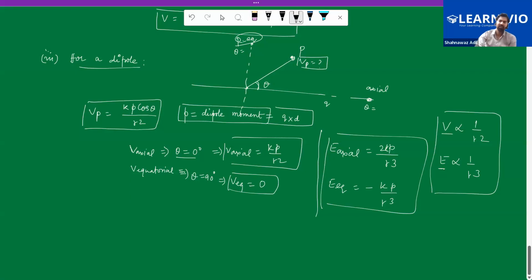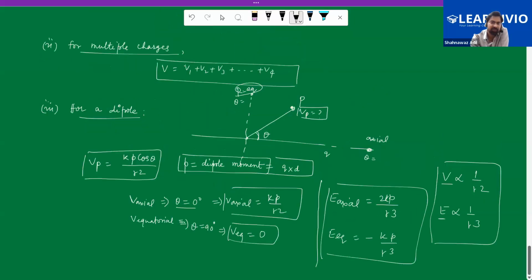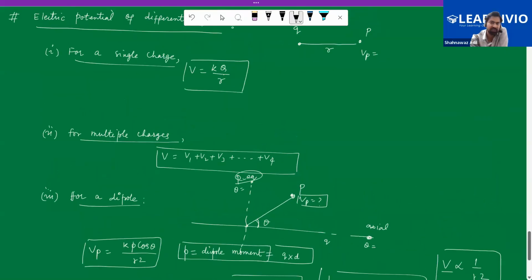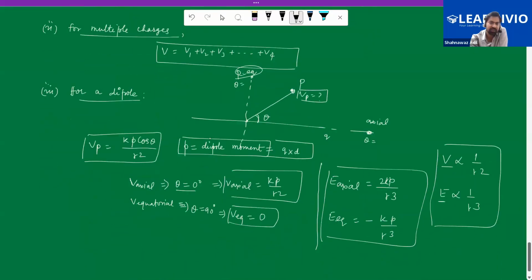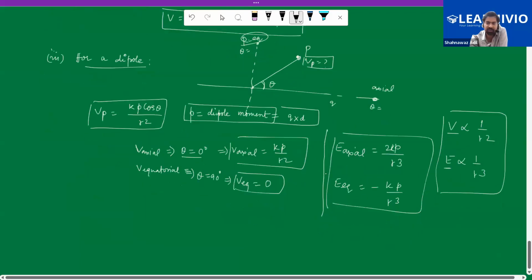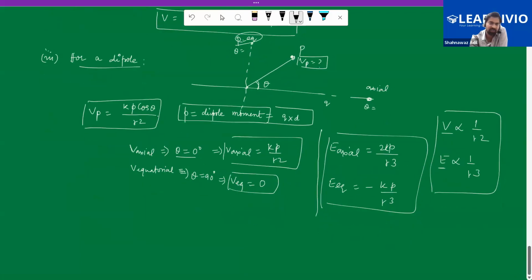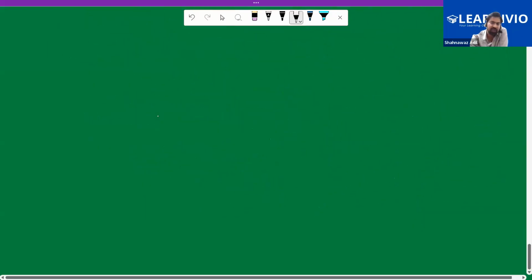So this is the potential of different charge systems. For a single charge, this is kq by r. For multiple charges, we have to just sum it up. For a dipole, this is kp cos theta by r square. And now we have this important thing.